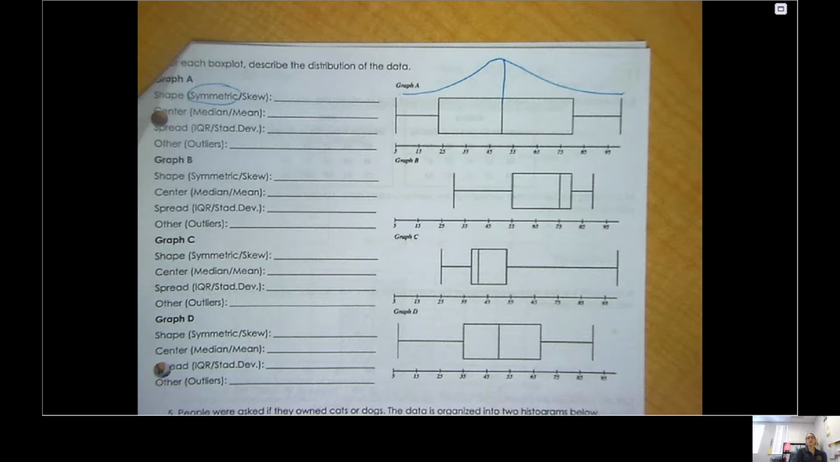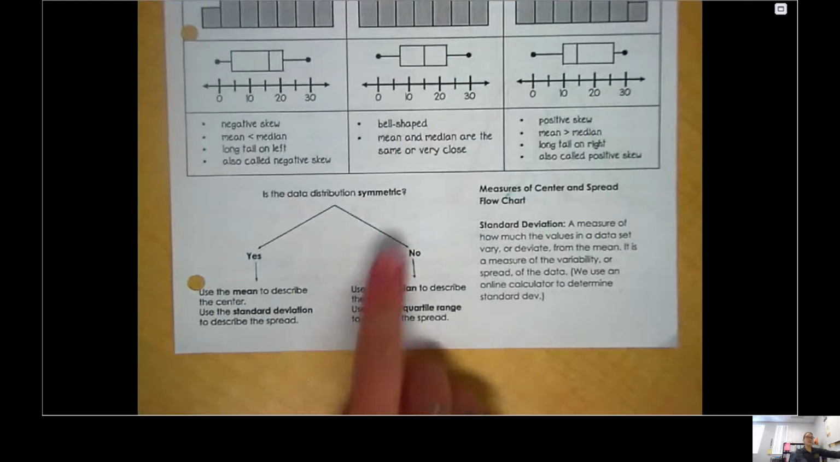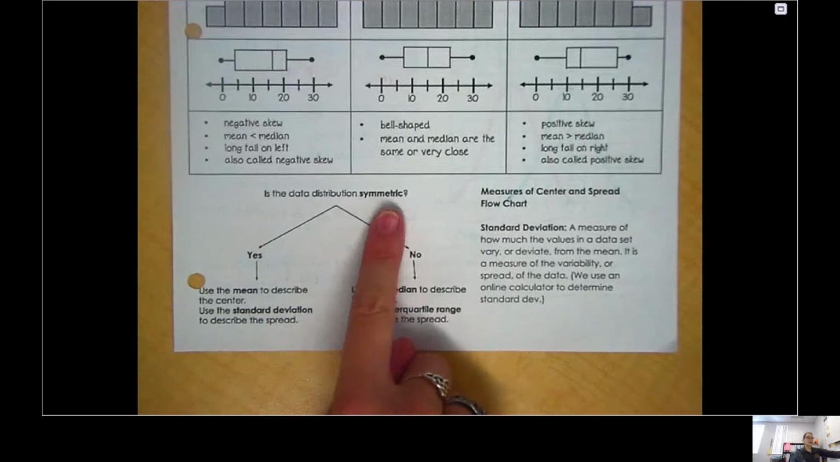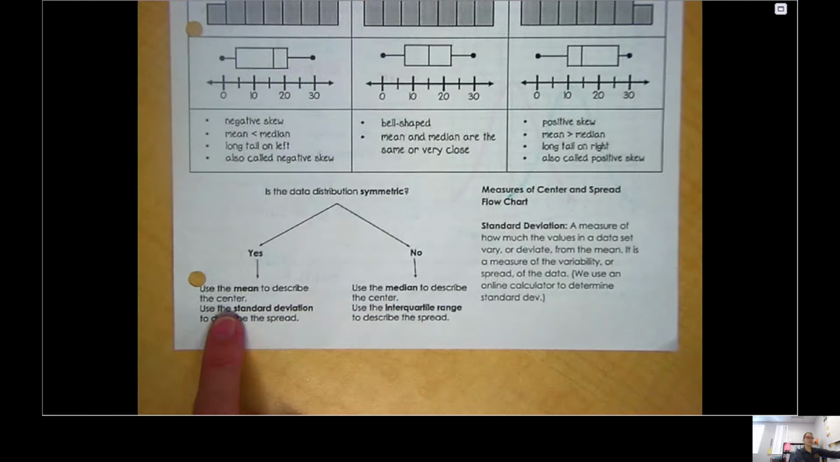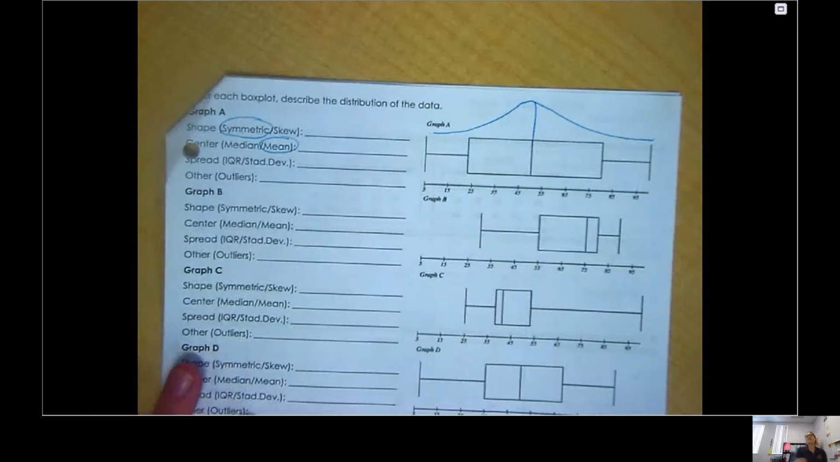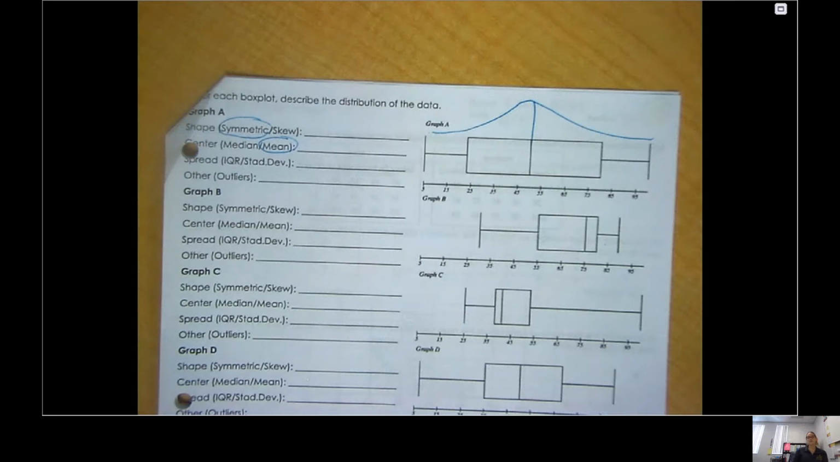Am I going to use the mean or the median? So go back to your little graph here. Was that symmetric? Yes, so what should I use to describe the center? The mean for the center. Well, wrong page. The mean. Oh, you want us to circle? It's up to you. You can write the word if you want. I'm going to circle because I'm lazy right now.